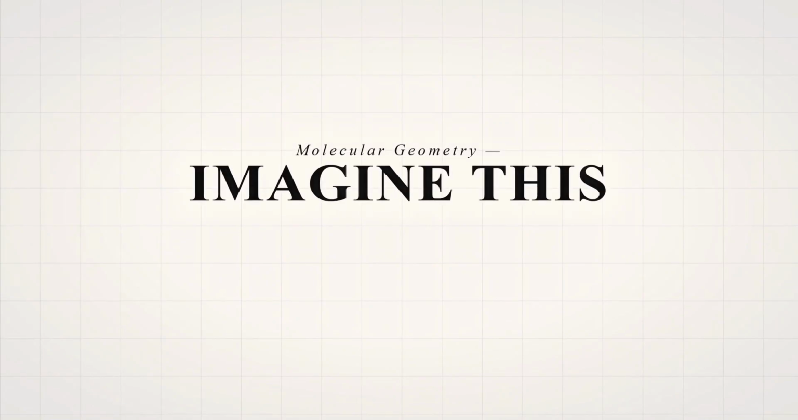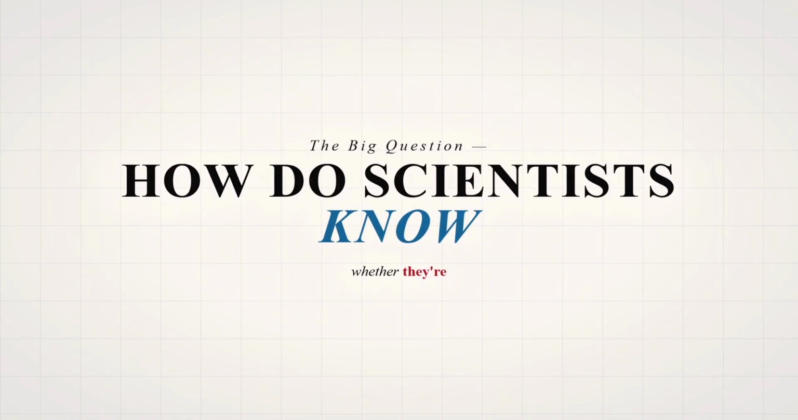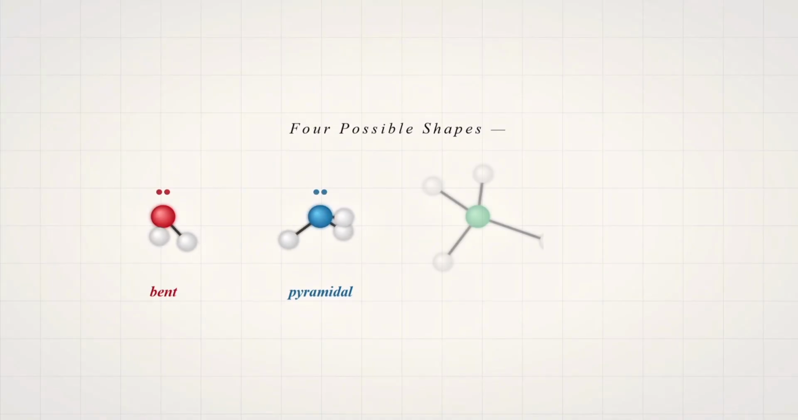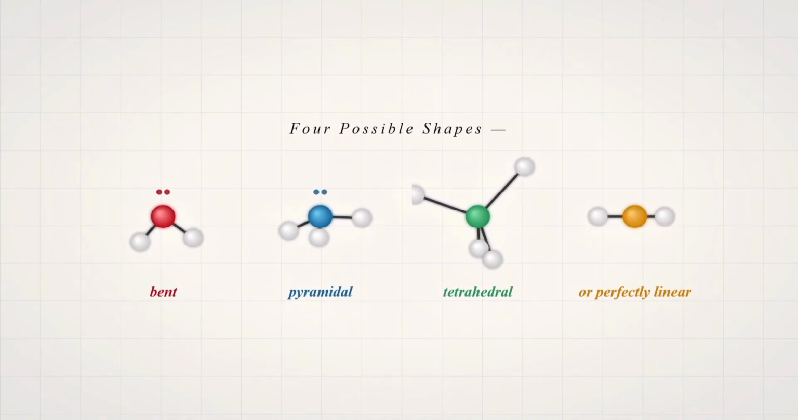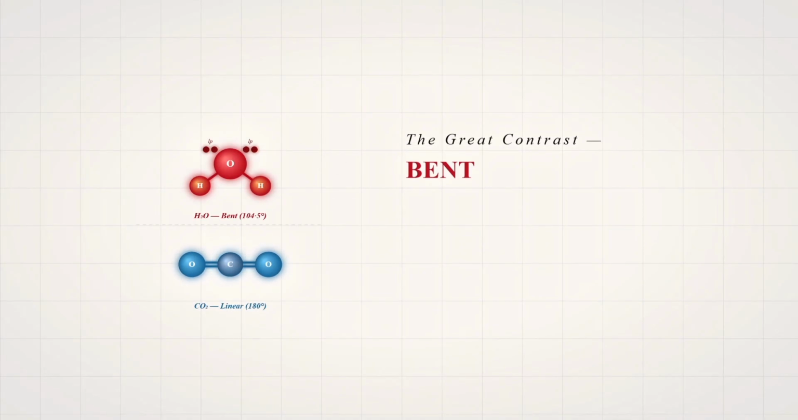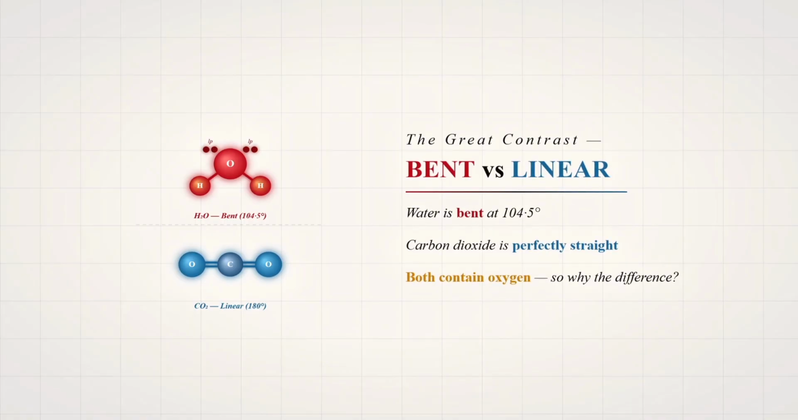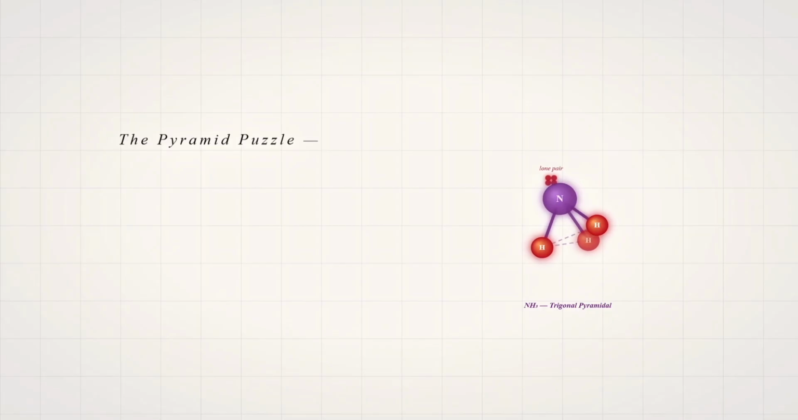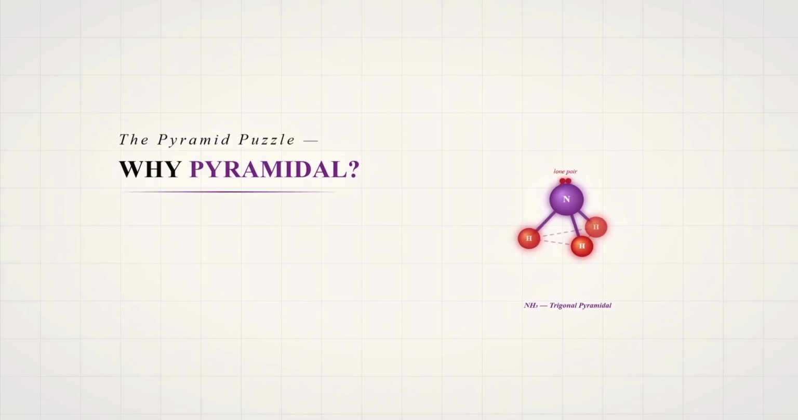Imagine this. If molecules are too small to see, how do scientists know whether they're bent, pyramidal, tetrahedral, or perfectly linear? Why is water bent while carbon dioxide is straight, even though both contain oxygen? Why does ammonia have a pyramidal shape instead of being flat?